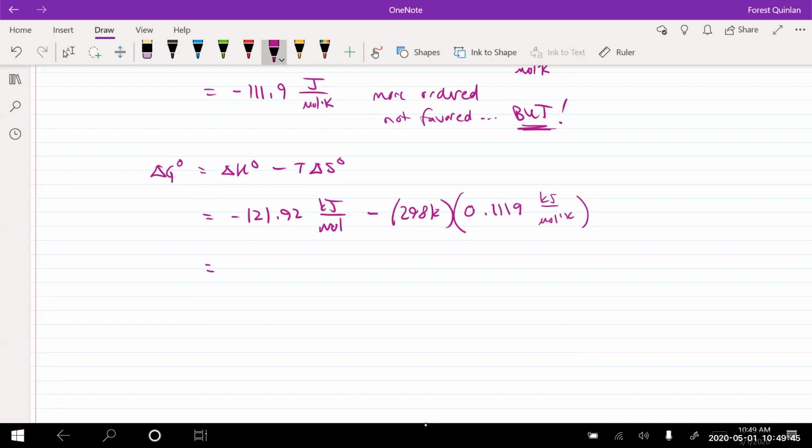And if you do that math, I get negative 88.6 kilojoules per mole. Yeah. So it matches within reason, right? We have experimental errors on some of these values.